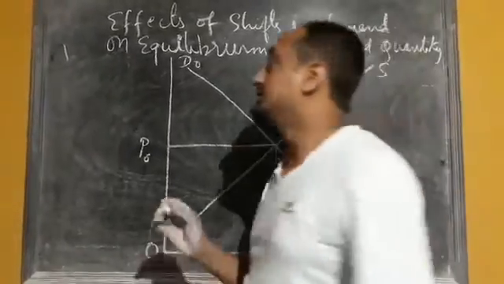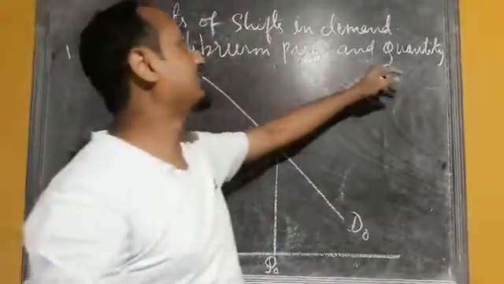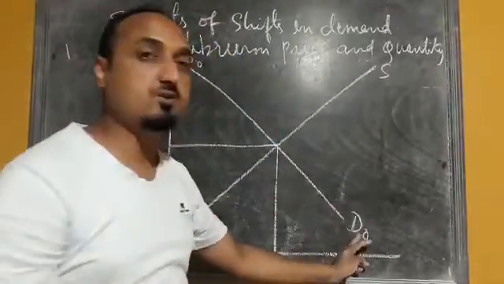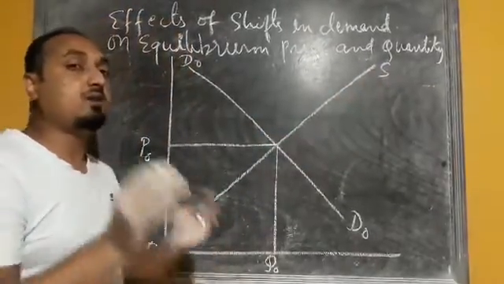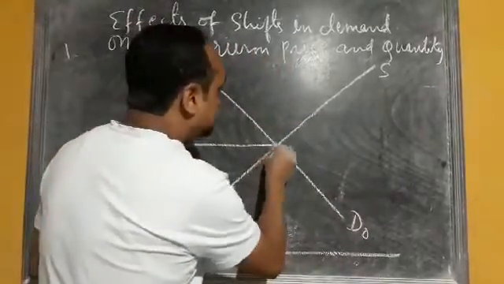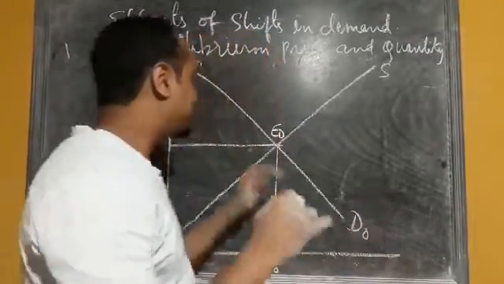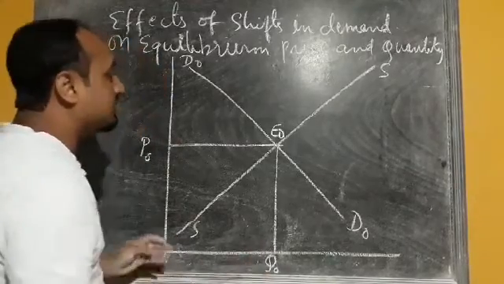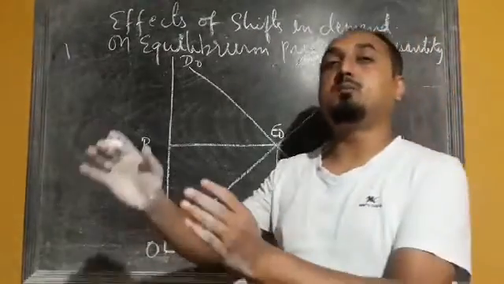So here I am going to discuss the effects of a shift in demand on equilibrium price and equilibrium quantity. Let's consider the initial demand curve D0 and the initial supply curve SS. We know that we get the equilibrium at the point at which demand and supply intersect each other. Let's consider this point as E0, the equilibrium point. At this point we have equilibrium price OP0 and equilibrium quantity OQ0. So here we are starting with the equilibrium price and equilibrium quantity.